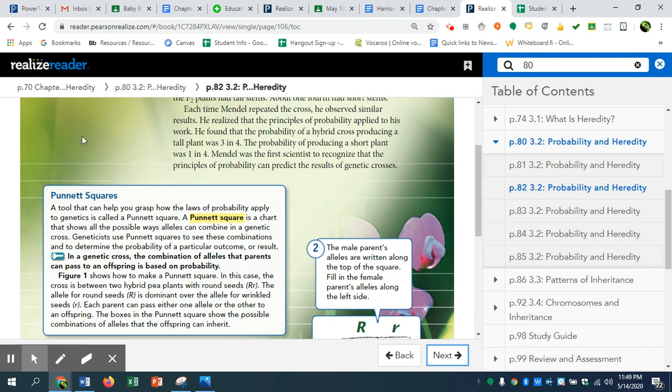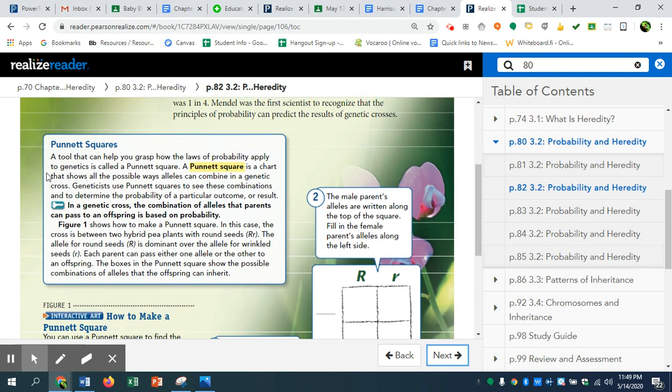So there's a tool that's actually going to show us how and why this works, and it's called a Punnett square. A tool can help you grasp how the laws of probability apply to genetics, and that tool is the Punnett square. It's a chart, and it shows you all the possible alleles that can be combined for a certain trait.